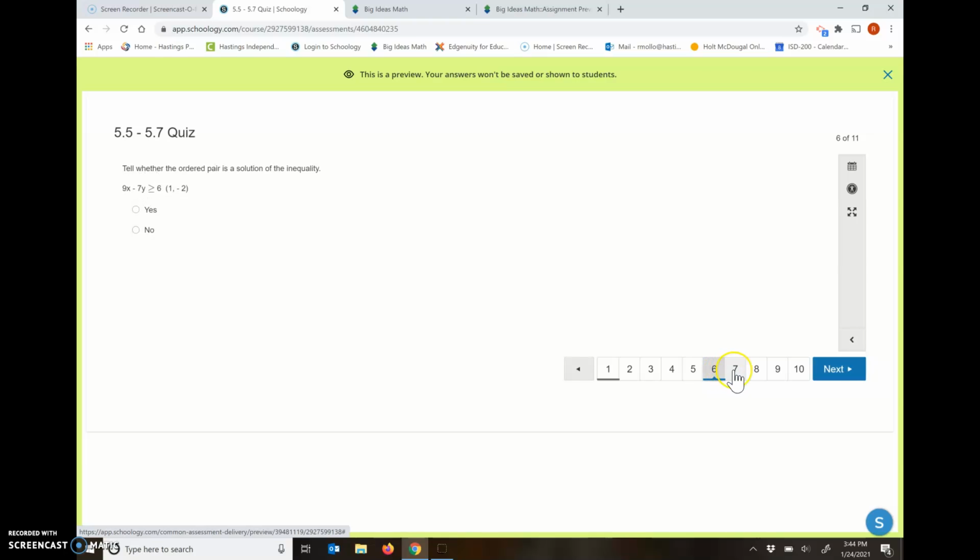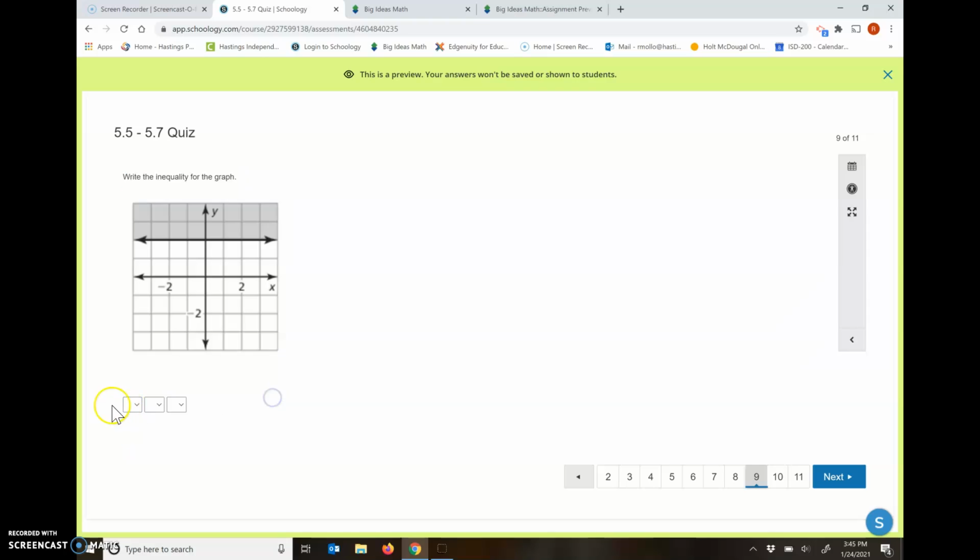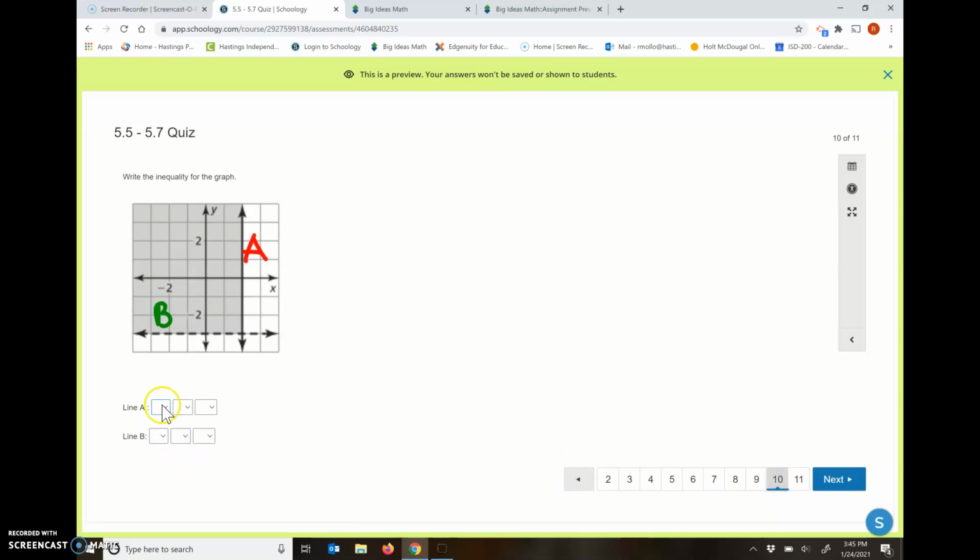Then once we get to 6 and 7, we have some yes and no's. And once we get to 8 on, we have some graphing problems. So is this an x or a y? Is it a less than, a greater than, a greater than or equal to, or a less than or equal to? And then a choice of 4 numbers there. So hopefully that makes it easier, so the test is not grading it wrong because you're putting in the same answers that I allowed.